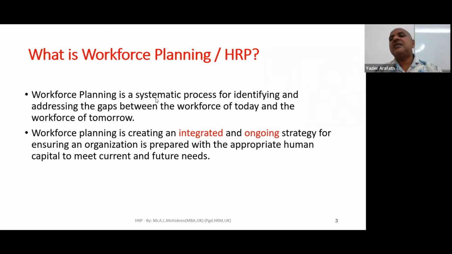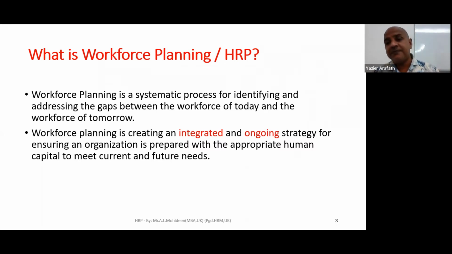Workforce planning is a systematic process for identifying and assessing the gaps between the workforce today and the workforce of tomorrow. Already we have a certain number of people in the organization, as I said earlier. But maybe next year, or in six months, certain branches will be opened. So the number of people has to be planned. If some branches are to be opened, or some people will leave the organization, some will be terminated, some will be promoted, then tomorrow's workforce has to be filled from today's current workforce.